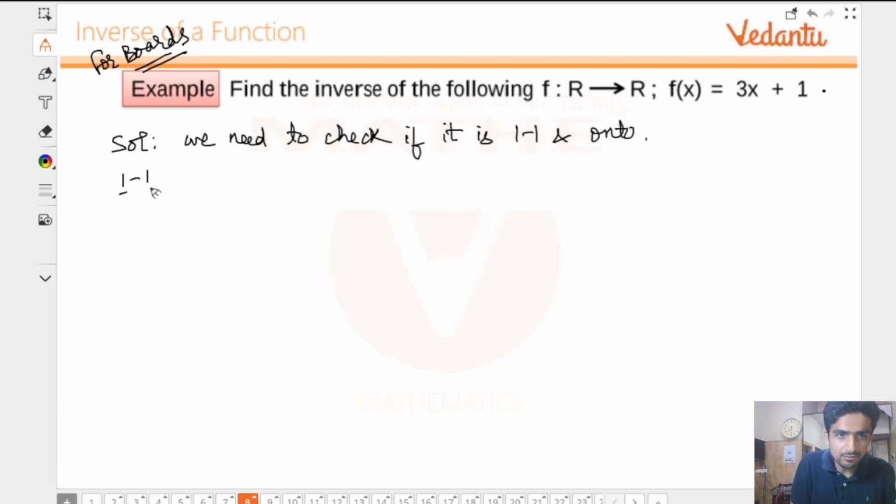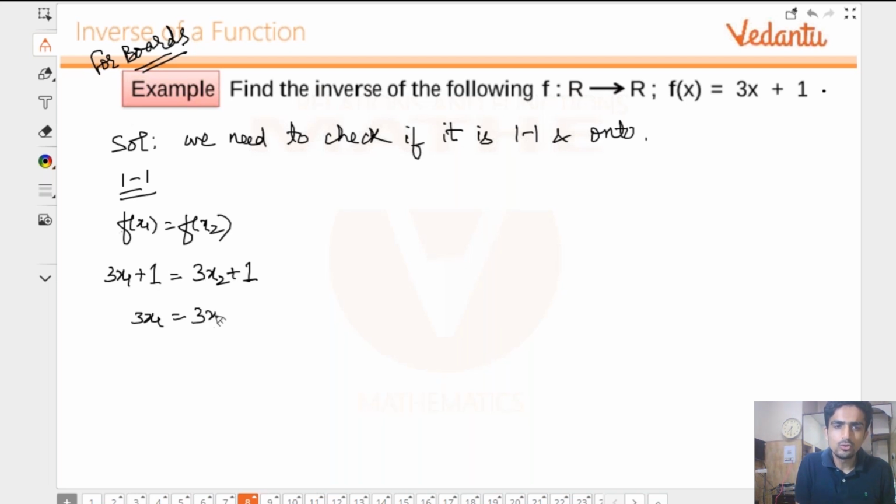So let me check 1 1 first. So what is my standard method? f of x1 is equal to f of x2, that is 3x1 plus 1 equal to 3x2 plus 1. 1 cancels out. 3x1 equal to 3x2. So x1 equal to x2. So clearly it is 1, 1.